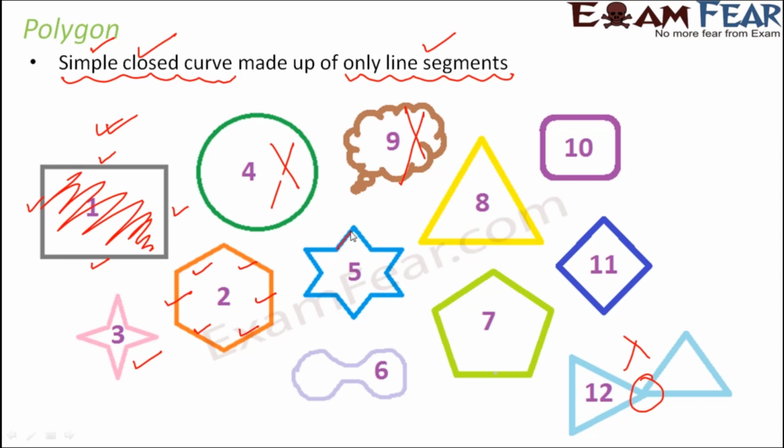Similarly, let's look at image number 5. So here you see 1, 2, 3, 4, 5, 6, 7, 8, 9, 10, 11, 12. So total 12 line segments form this. This is a closed curve. This is also a simple curve. So this is a polygon. So the rest of the images, I'll leave it up to you to decide which one is a polygon and which one is not.